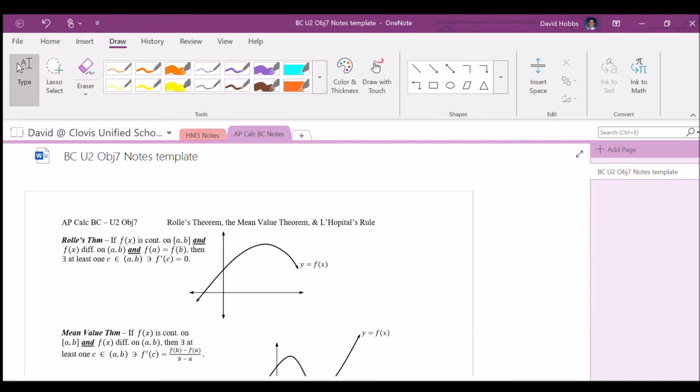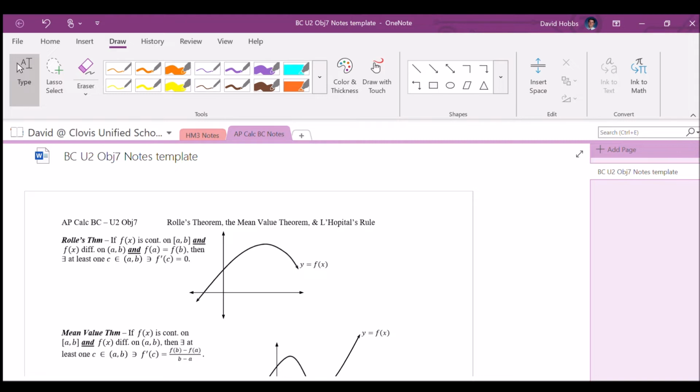Okay, this is the last set of notes for Unit 2 here in Calc BC, and we're dealing with Rolle's theorem, the mean value theorem, and L'Hopital's rule. Now, historically Rolle's theorem is important because it leads to the mean value theorem. We're not going to stress too much about Rolle's theorem, but just introducing it to make sure that you can see the progression from it to the mean value theorem.